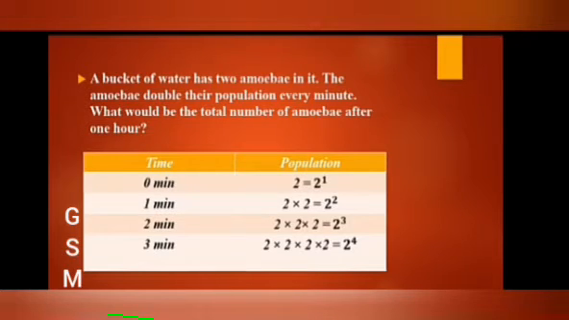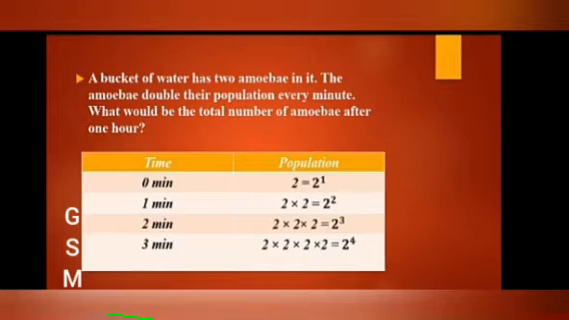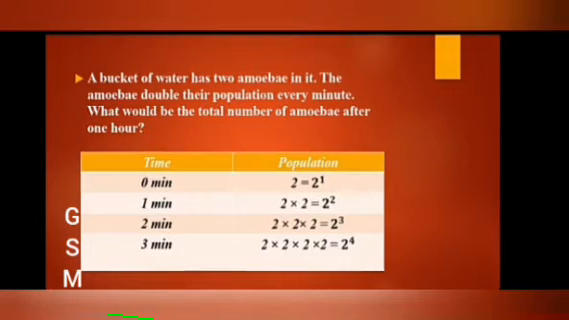A bucket of water has 2 amoeba in it. The amoeba double their population every minute. What would be the total number of amoeba after 1 hour? The growth of the amoeba population is shown in the table.